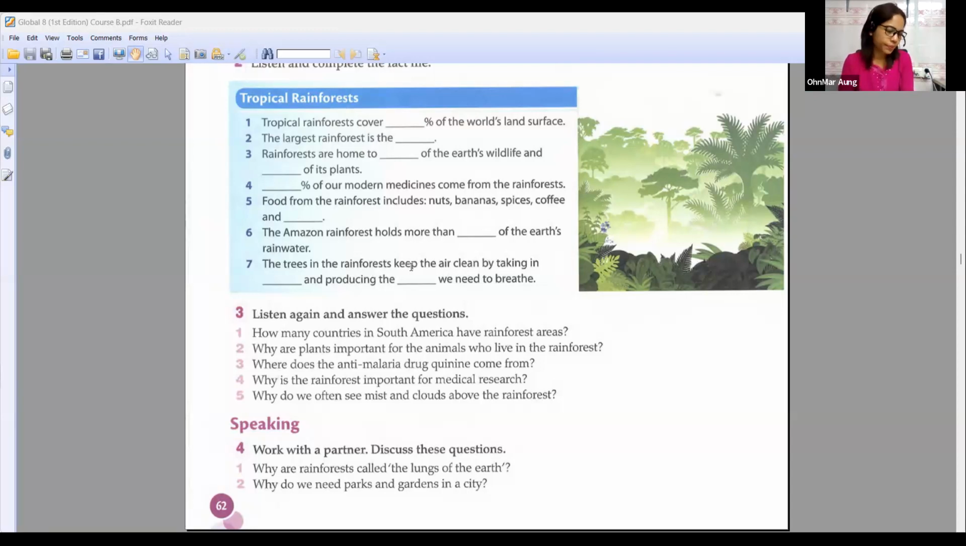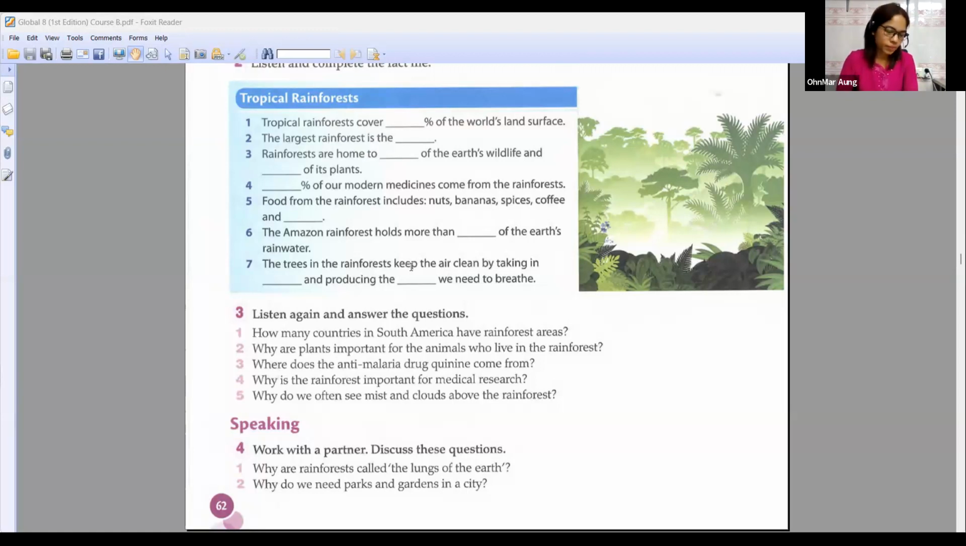Ben, then number six. The Amazon rainforest holds more than half of the Earth's rainwater. Yes, more than half. Minadi, seven. The trees in the rainforest keep the air clean by taking in carbon dioxide and producing oxygen we need to breathe. Yes, the first one is carbon dioxide. The second one is oxygen.